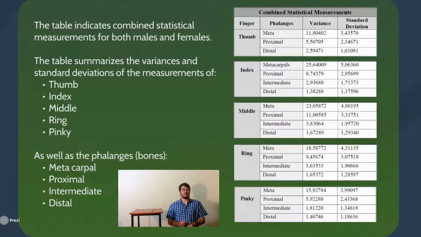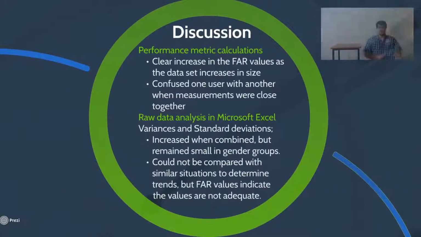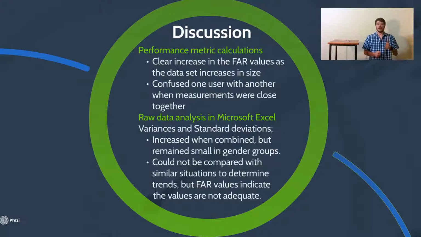The second section of the results show the variance and standard deviations of the measurements. The table on this slide shows only the combined statistics of both males and females. After the analysis of the results, the following remarks could be made. The performance metric calculations showed a clear increase in the FAR values as the dataset increased in size. The KNN algorithm became confused between users whose measurements were particularly close together.